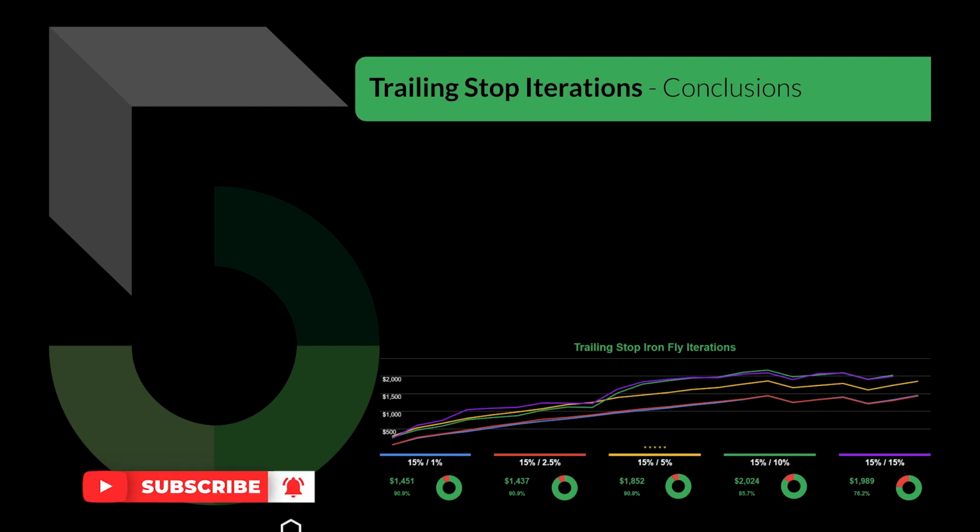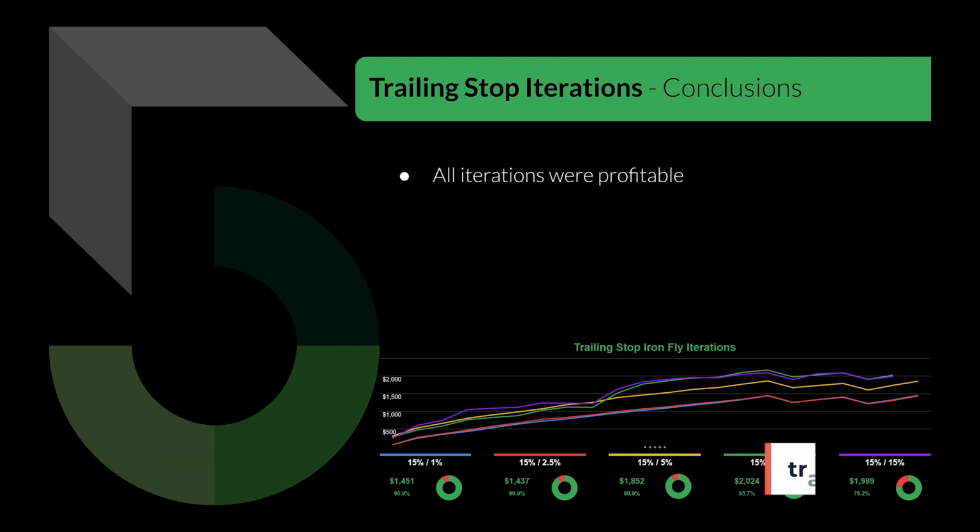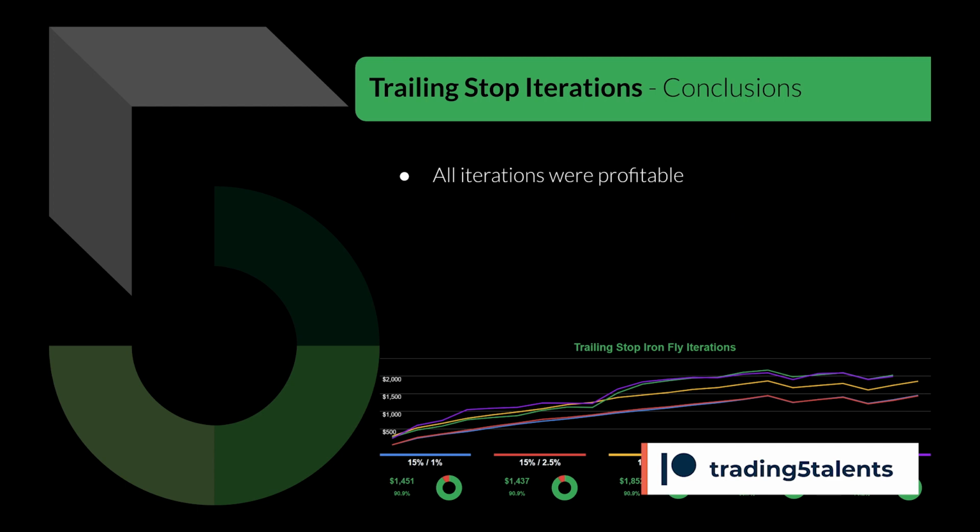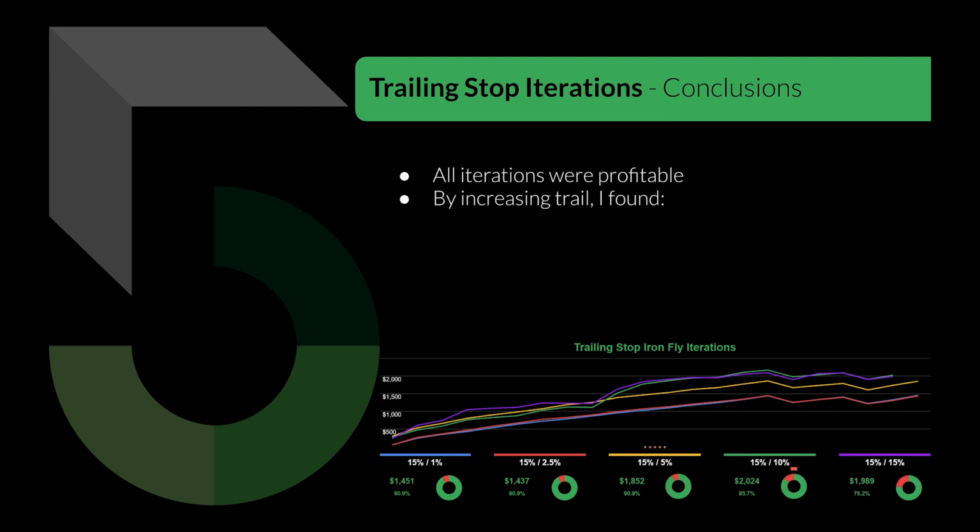Some things that I noticed with the trailing stop iterations: every single one of these was profitable. I think the lowest profit was $1,437. That's the red one down there, the 2.5% trail. Every single one of them was profitable. Here's what I noticed if I increased the trailing amount, going from 1% to 2.5%, 5, 10, 15%.